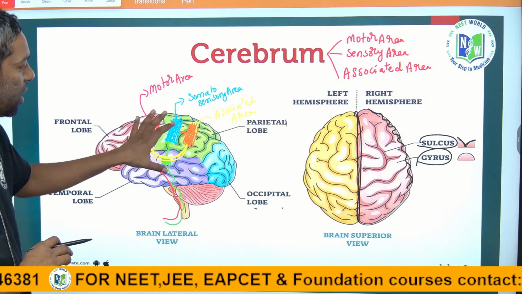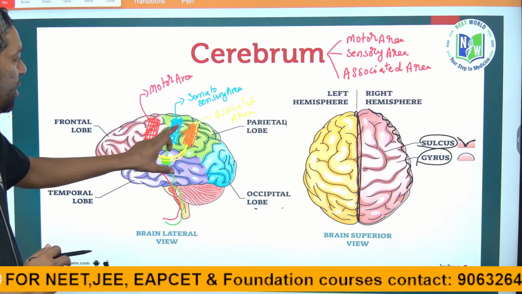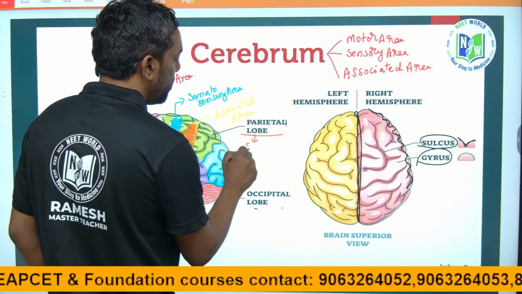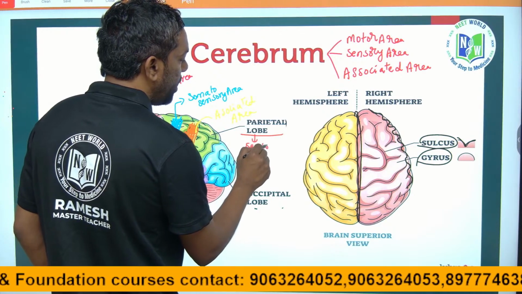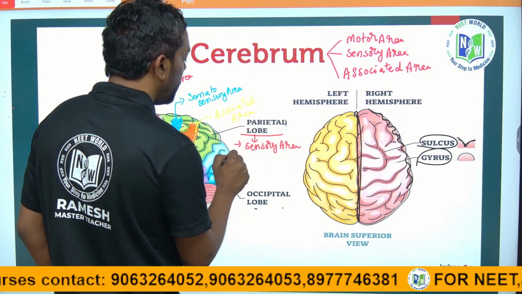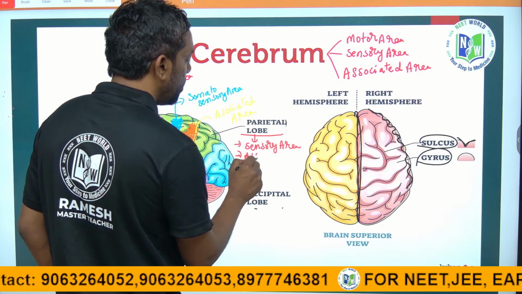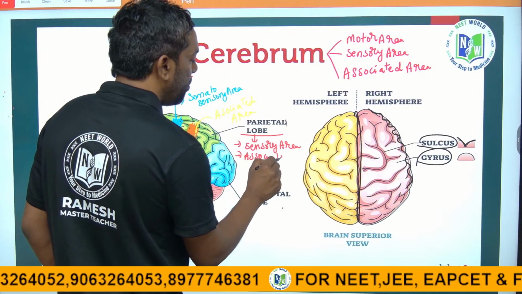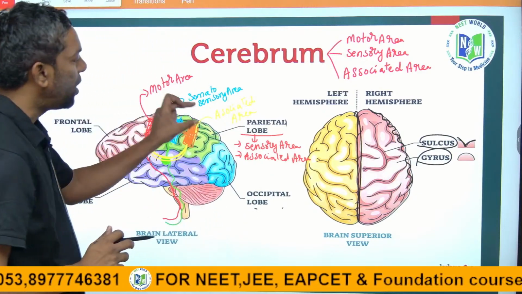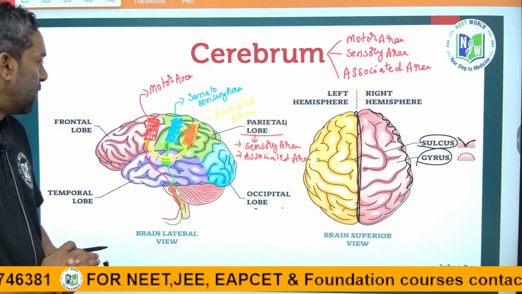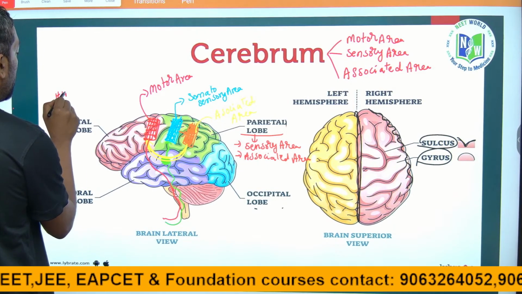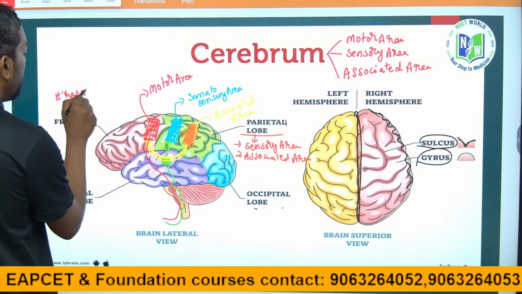This is what goes on in the frontal lobe and parietal lobe. The parietal lobe has the somatosensory area and the associated area. The frontal lobe has the motor area.